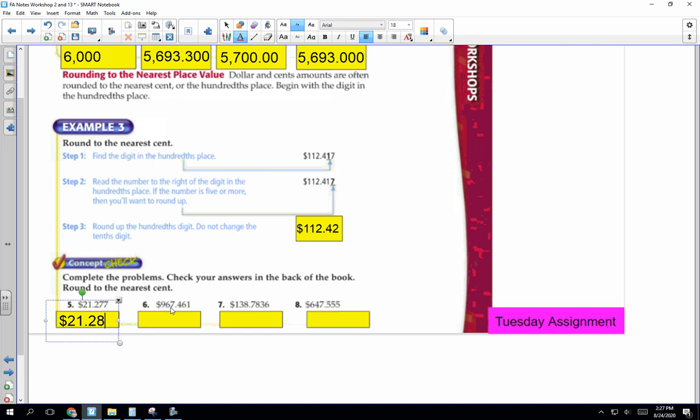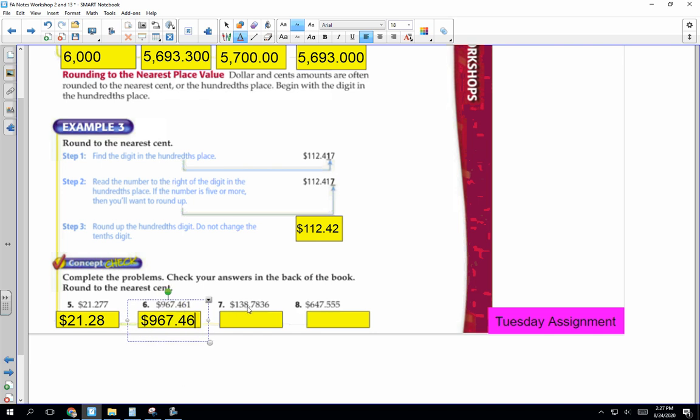This one is 967.461. We're going to round to this 6 right here. The 1 is smaller, is 4 or smaller. So this 6 is going to stay a 6. So we put our dollar sign, 967.46.